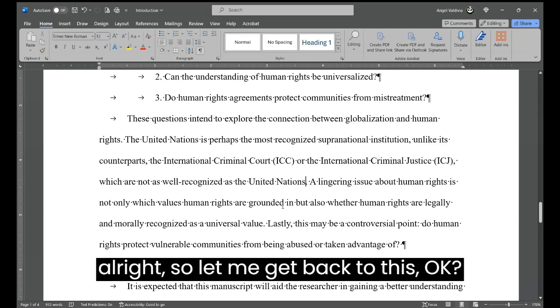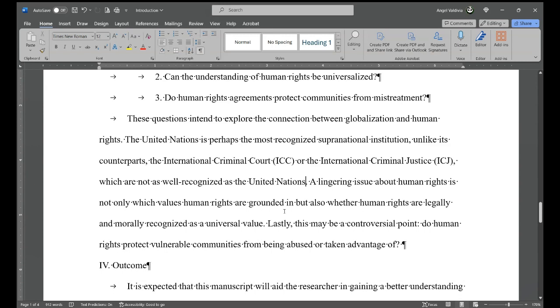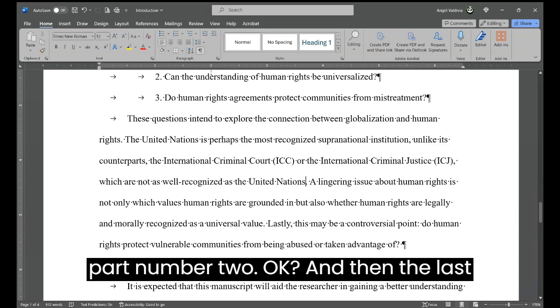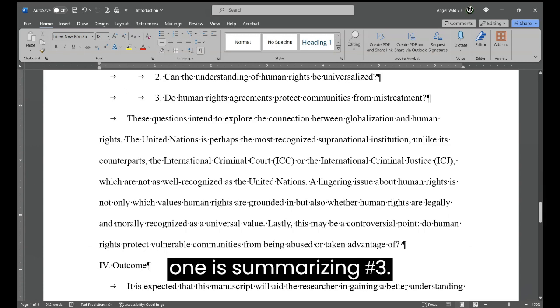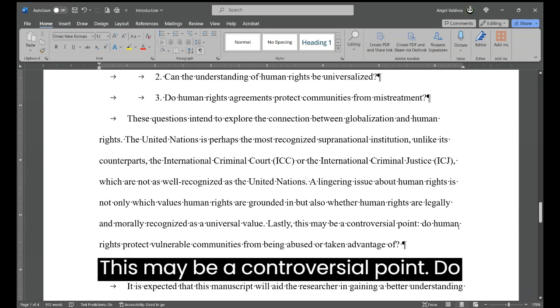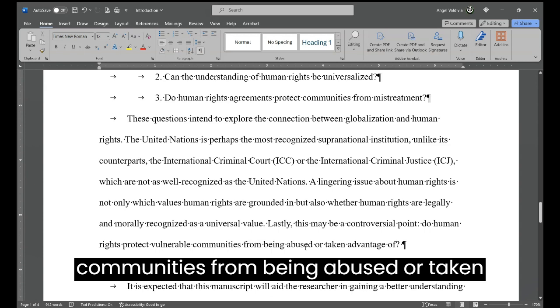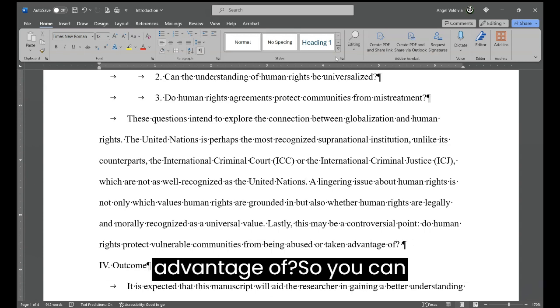All right. So let me get back to this. And then the last part. Oh, sorry, this is part number 2. Okay. And then the last one is summarizing number 3. This may be a controversial point. Do human rights protect vulnerable communities from being abused or taken advantage of?